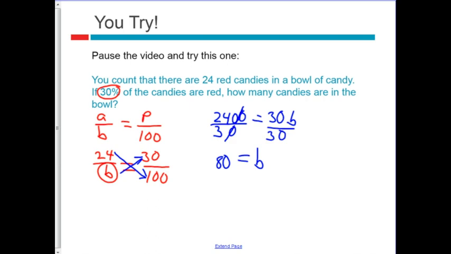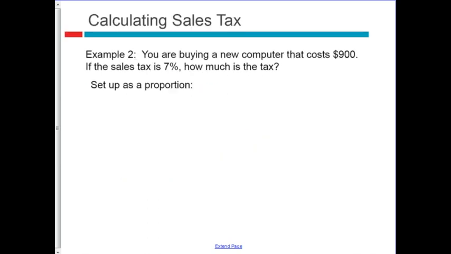Okay, so on to the next problem. This one's a little bit different. In the last two problems we solved for the base. Now we have the base and we're asked to solve for the amount. But we set them up the same as far as what form our proportion takes.